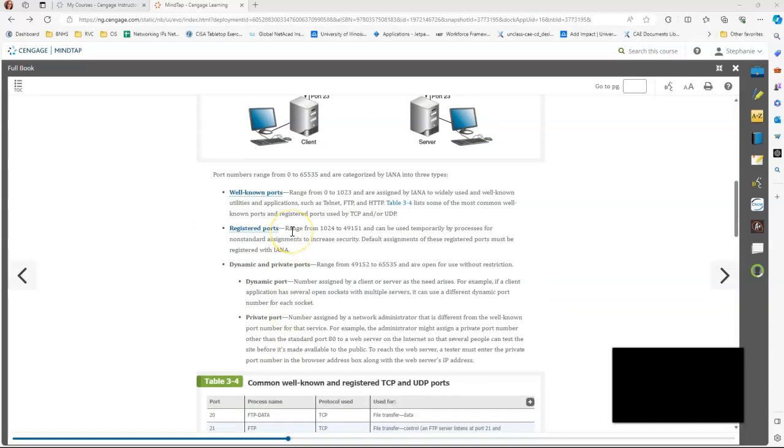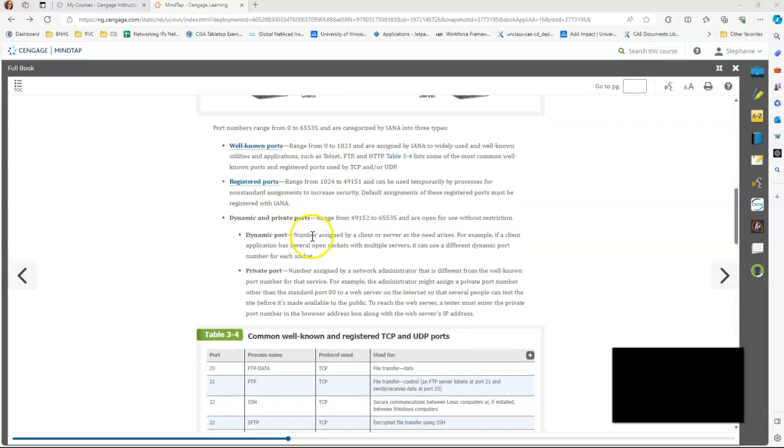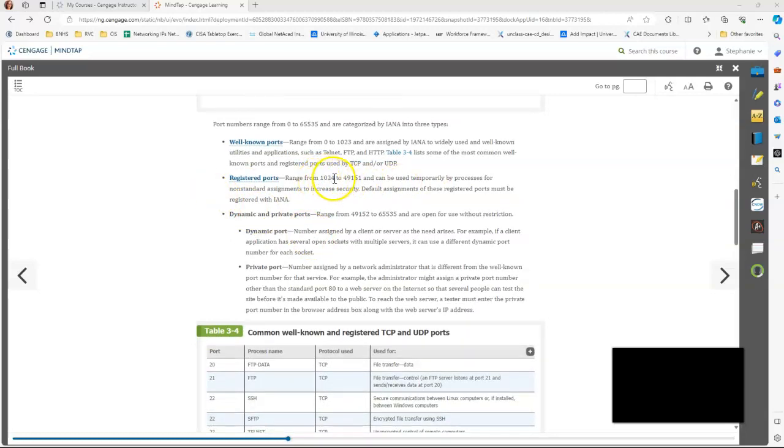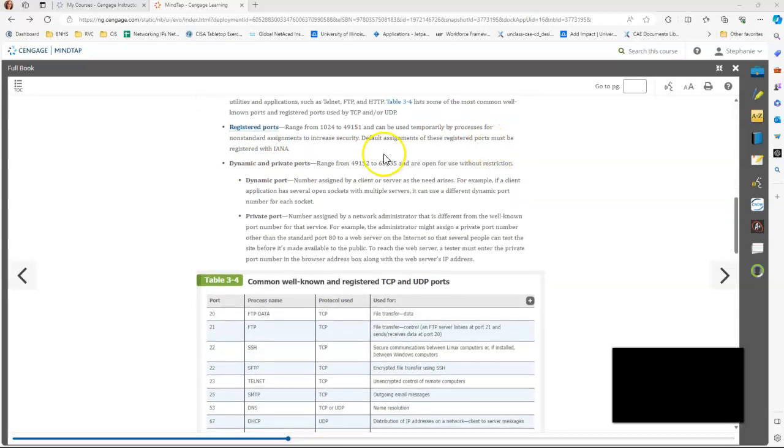So here are the well-known port numbers, 0 to 1023. These are assigned by IANA, and so they're well known. You're going to need to know them for the certification exam, whether you're taking the Net Plus, A Plus, any Cisco exams, or Security Plus. There are also registered ports, from 1024 to 49151, and those are used temporarily by processes for non-standard assignments. This just increases security. Again, default assignment of these must be registered with IANA.